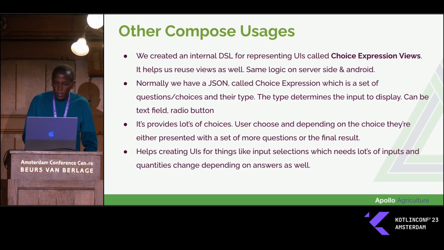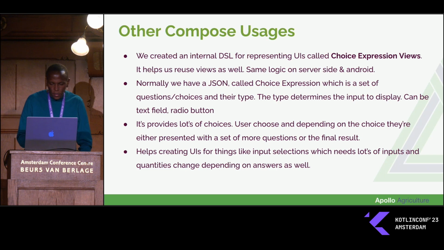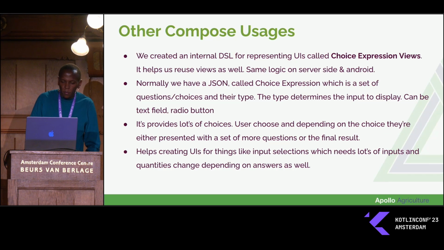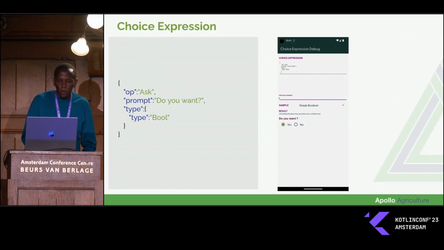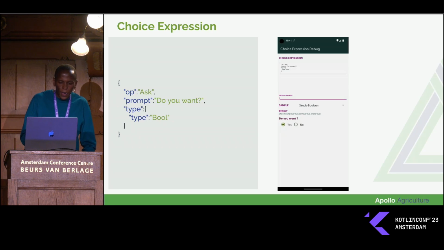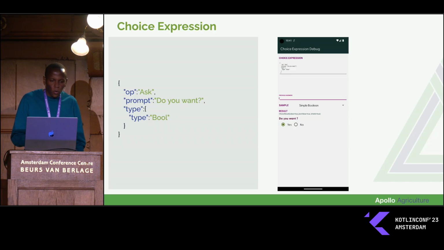A user can choose, and depending on what choice they make, they are either presented with a set of more inputs or the final result. This helps us create UI for things like input selection, which requires a lot of inputs, and quantities change depending on the answers as well. I'm going to show you a good example of this. So this is a simple choice expression. It has an operation, which is ask. It has a prompt, which in this case we use to display the label, and has a type, which is a Boolean. On the screenshot, you can see we have "do you want", and then provide two answers. Is it a yes or a no? So this is a sample choice expression, and its UI.